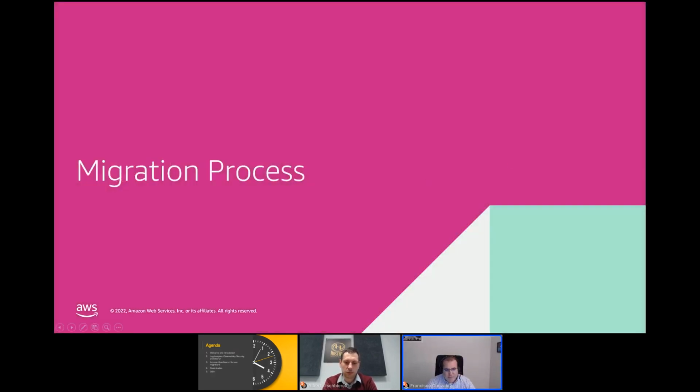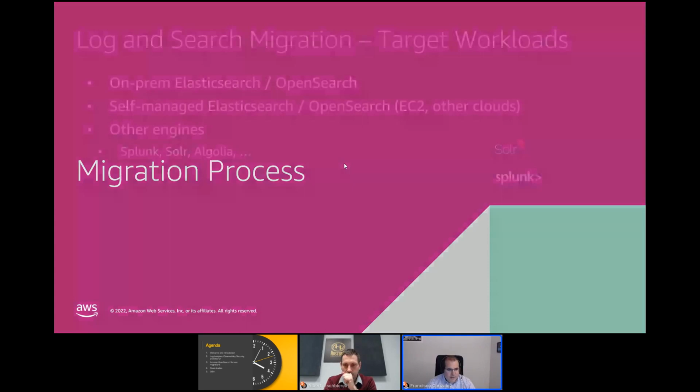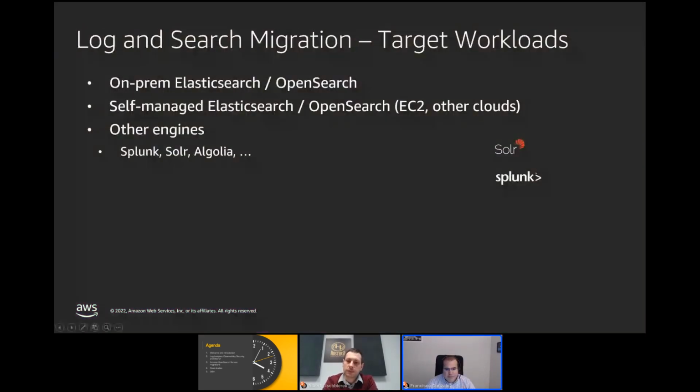So let's now talk about the migration process. Some of your customers, or you, may already have some workloads for log analytics and search, and you may want to migrate them to Amazon OpenSearch Service. So let's talk about target workloads and different scenarios. There are many Elasticsearch and some OpenSearch workloads running on-prem or self-managed. By migrating to Amazon OpenSearch Service, they'll be able to scale, improve price performance, and take advantage of all the new functionality of the OpenSearch project, including observability and security plugins.